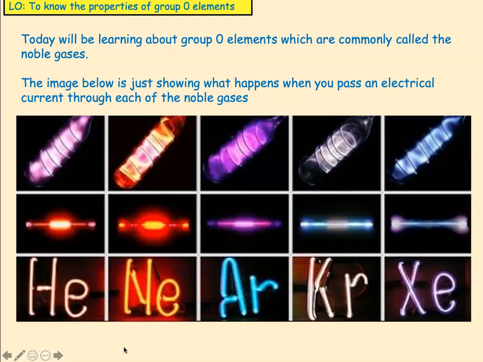So today we're going to be learning about the group 0 elements, which are commonly called the noble gases. The image below is showing what happens when you pass an electrical current through each of the noble gases. As you can see, they glow very, very brightly and they glow all sorts of different colours. And we can actually identify which noble gas we've got by their colour.